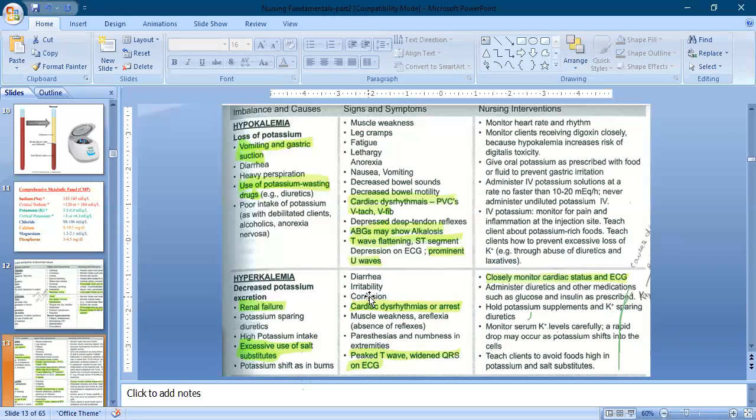So if your patient has hyperkalemia, how do you take care of them? Closely monitor for cardiac arrest. We have to check the EKG, electrocardiogram. What are the other interventions? We have to limit foods high in potassium. Also, we give them insulin with a dextrose saline solution.